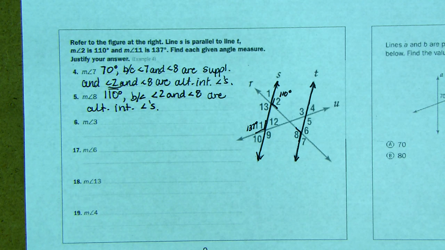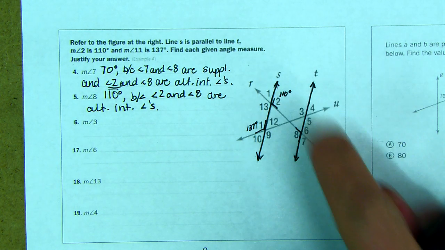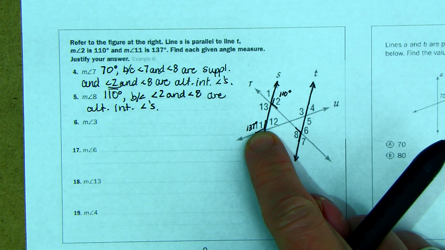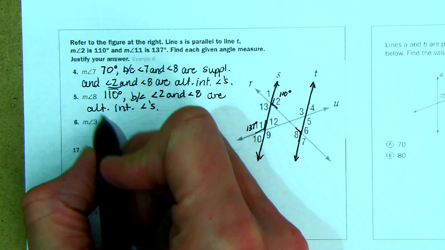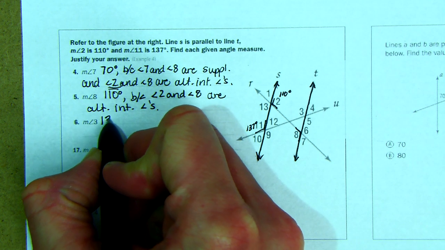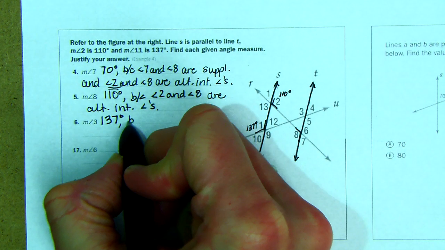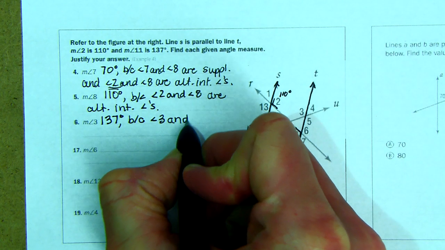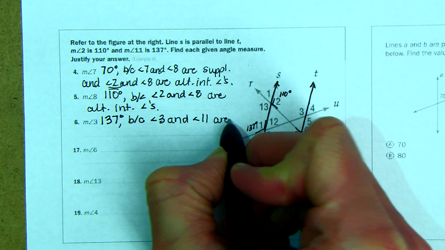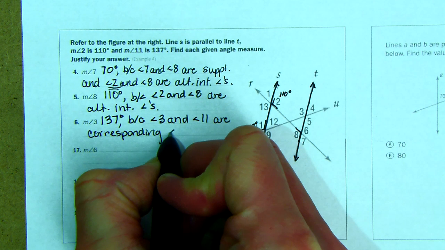Measure of angle 3. And now this is dealing with a different angle. Angle 3 is not going to be related to angle 2, but it probably is related to angle 11, which they told us is 137. It is corresponding. So because they're parallel lines, corresponding angles are equal, congruent. So measure of angle 3 is 137 because angle 3 and angle 11 are corresponding angles.